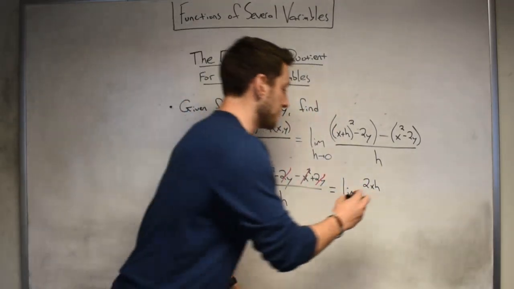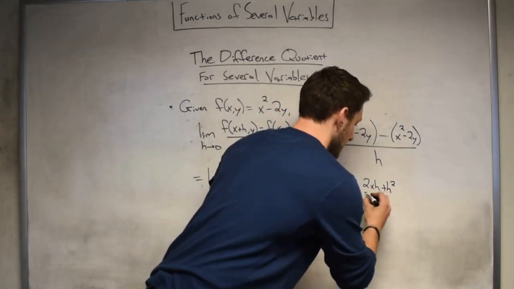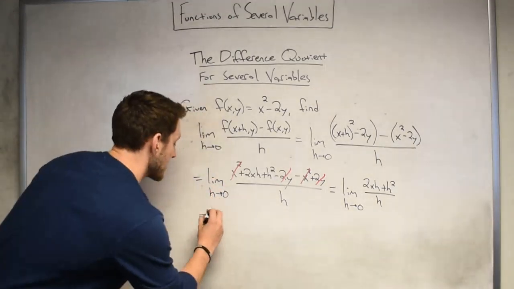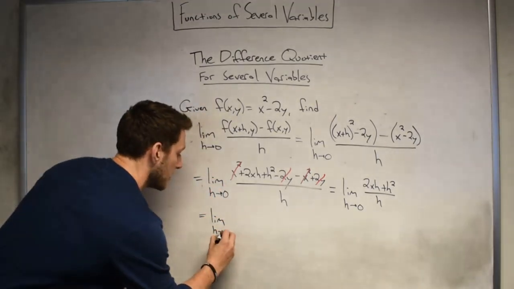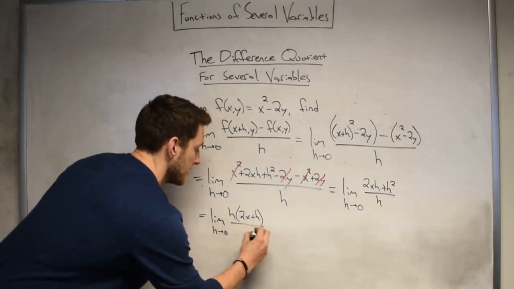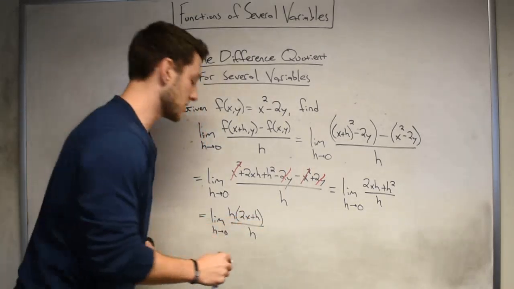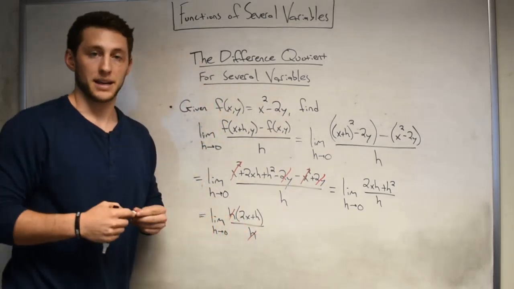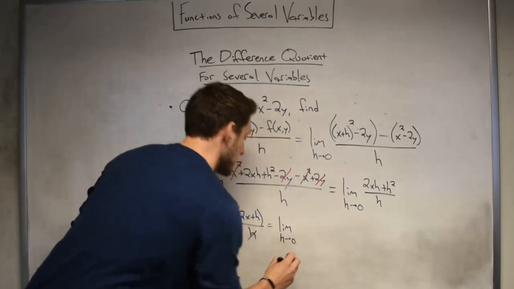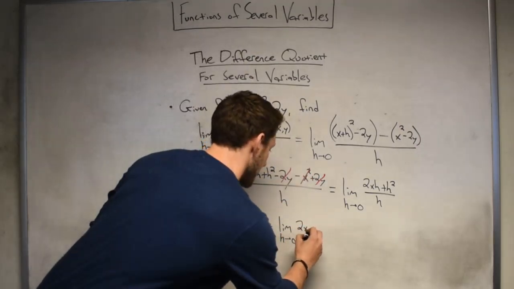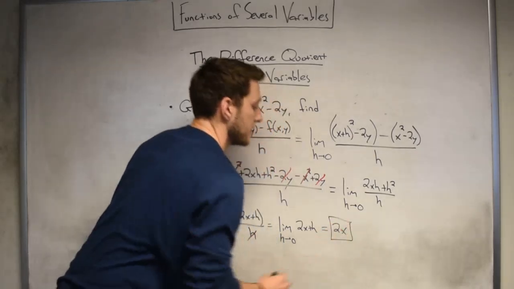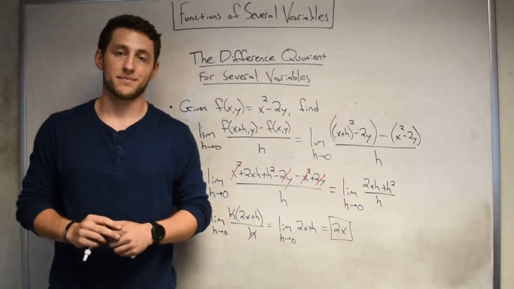plus h squared on top, all divided by h. From here, notice that we can factor out an h on top, giving me 2x plus h, and then ultimately we can cancel an h. This leaves me with the limit as h goes to 0 of 2x plus h, which upon plugging in 0 for h, gives me an answer of 2x.